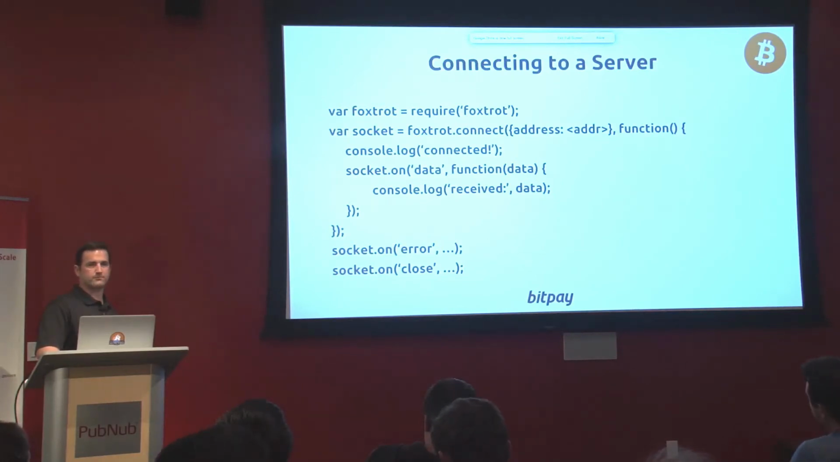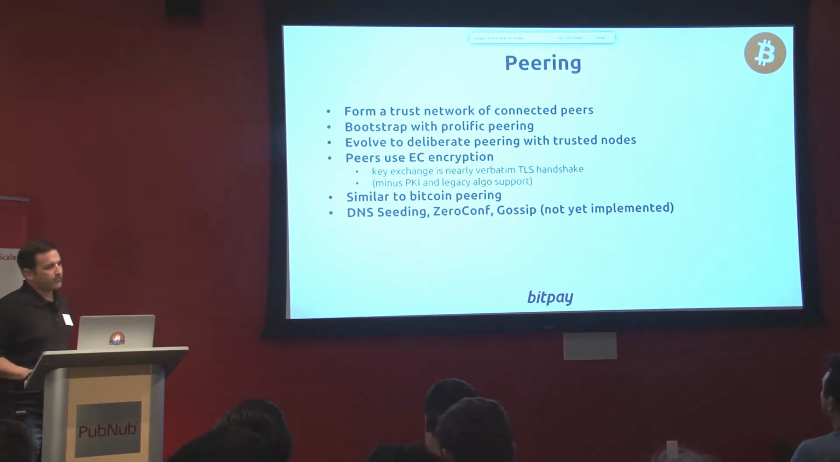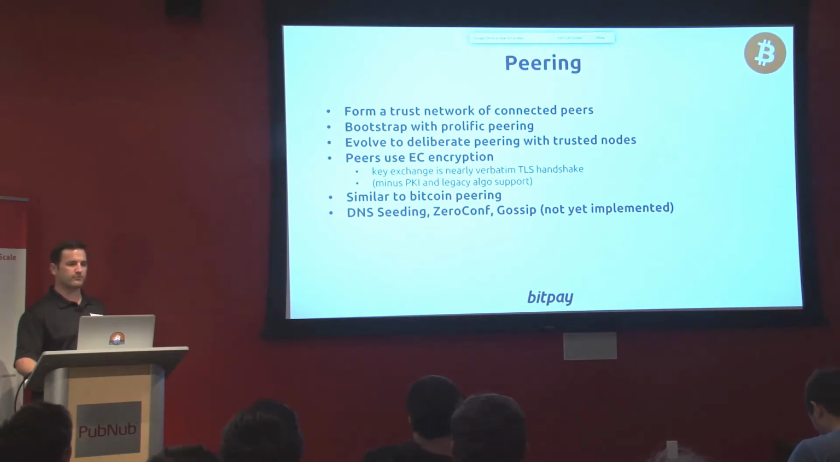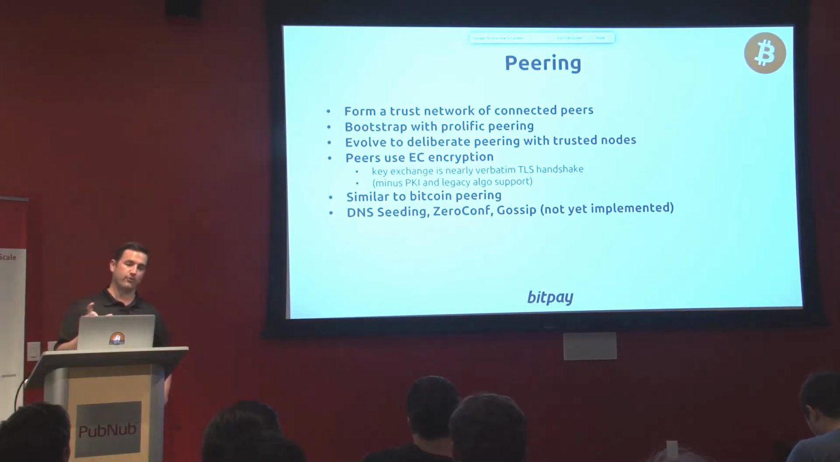Any questions? No? All right, so peering. This works very similar to Bitcoin itself. What you're trying to do is form a trust network of connected peers, although Bitcoin is not creating a trust network. A trustless network is what Bitcoin is trying to create.